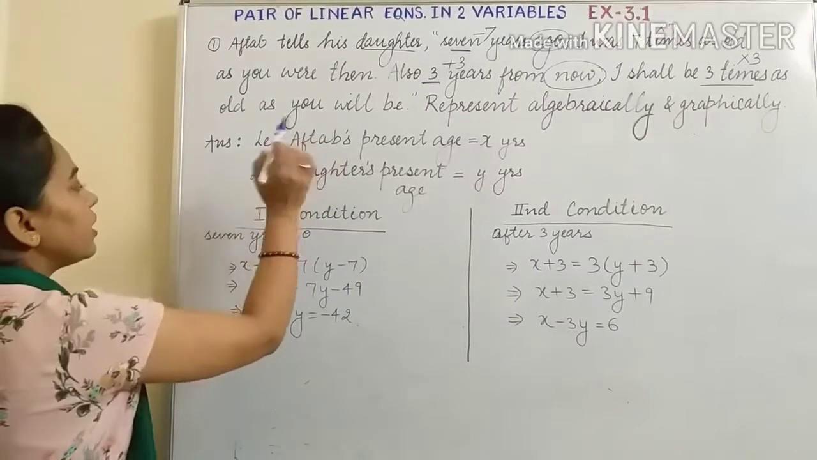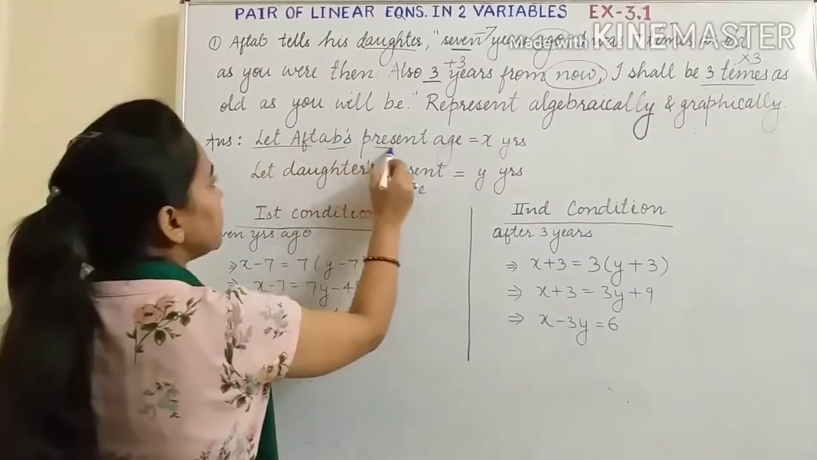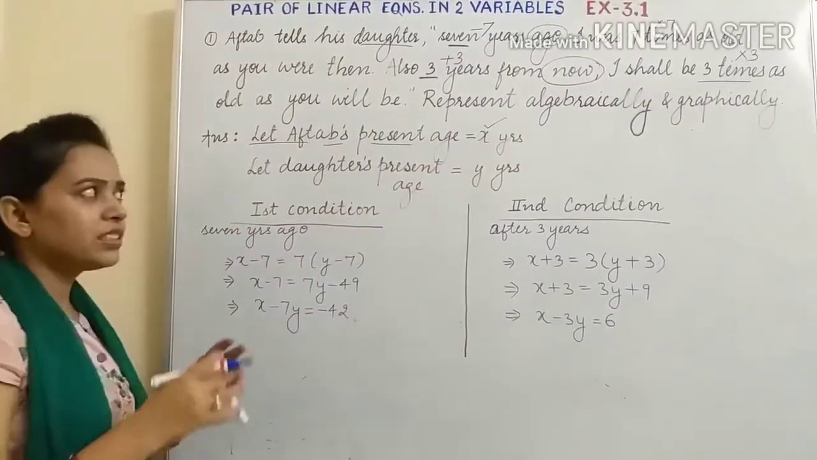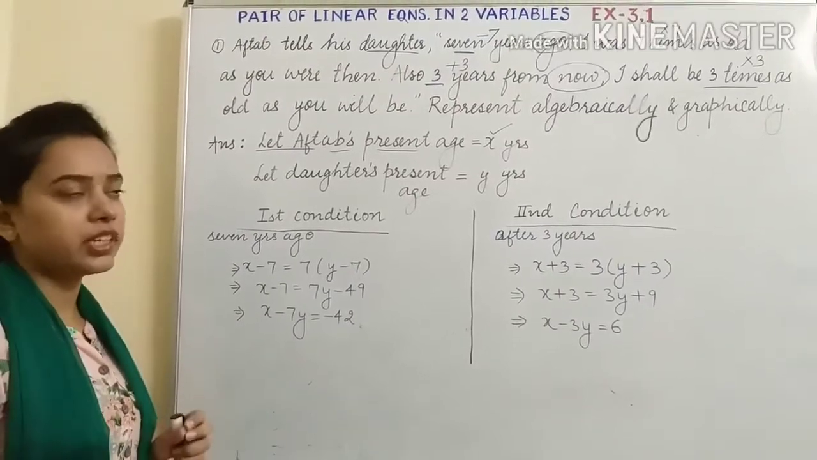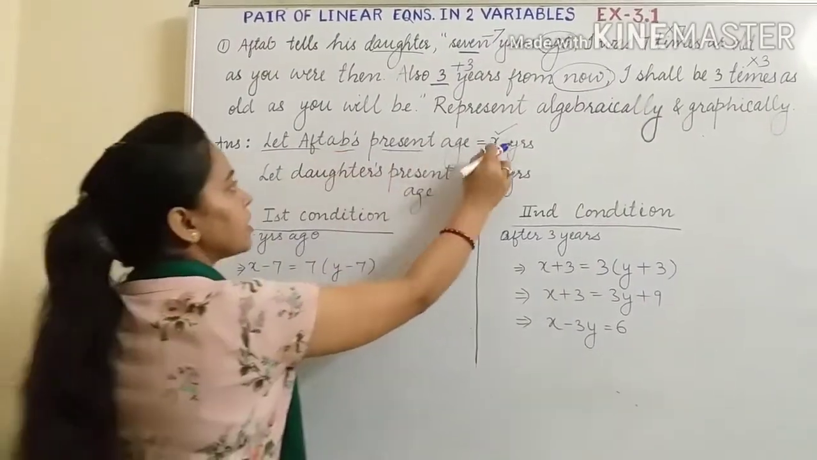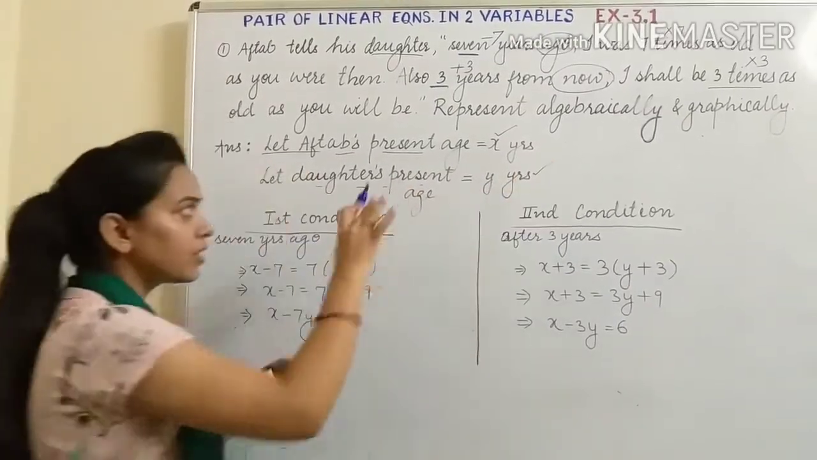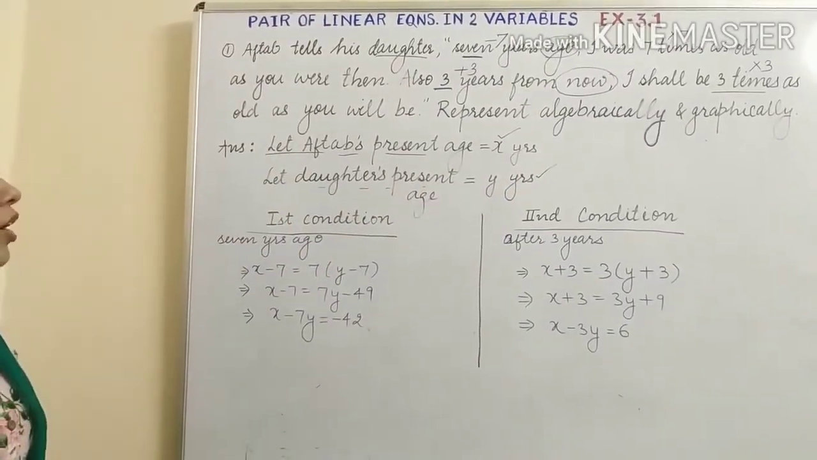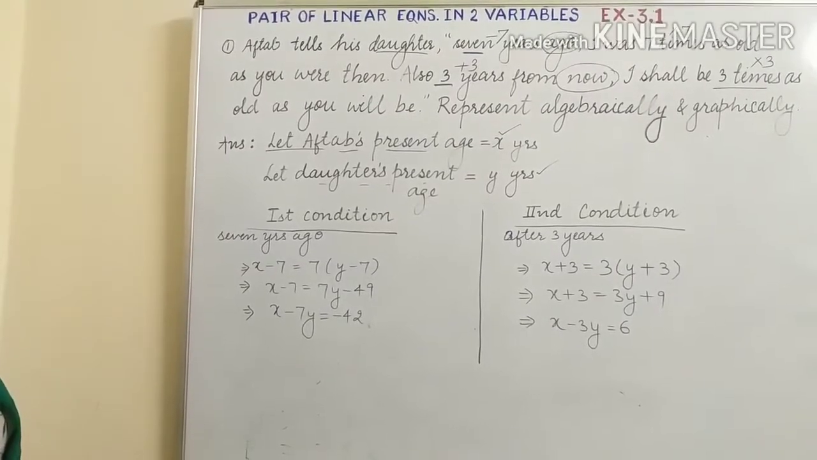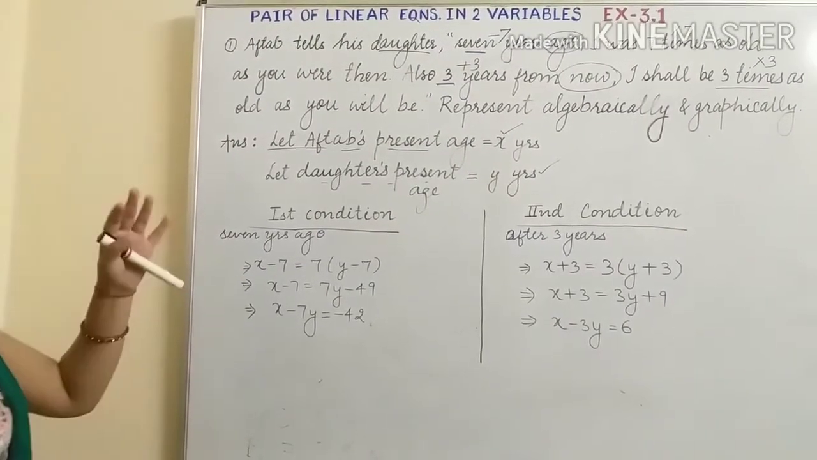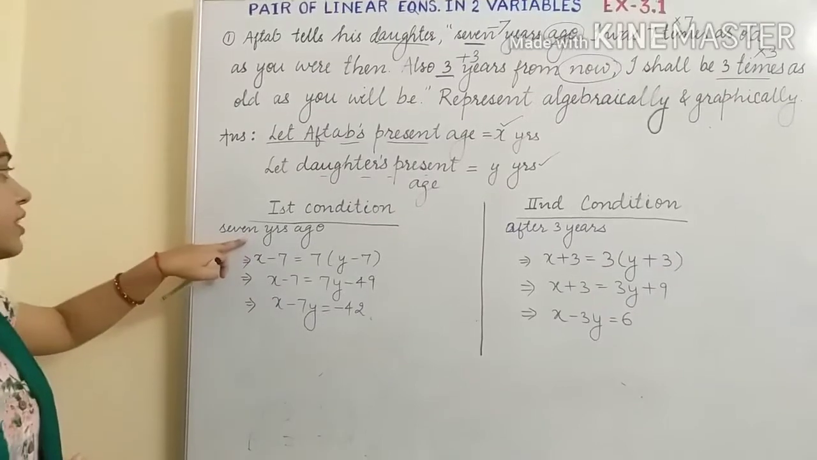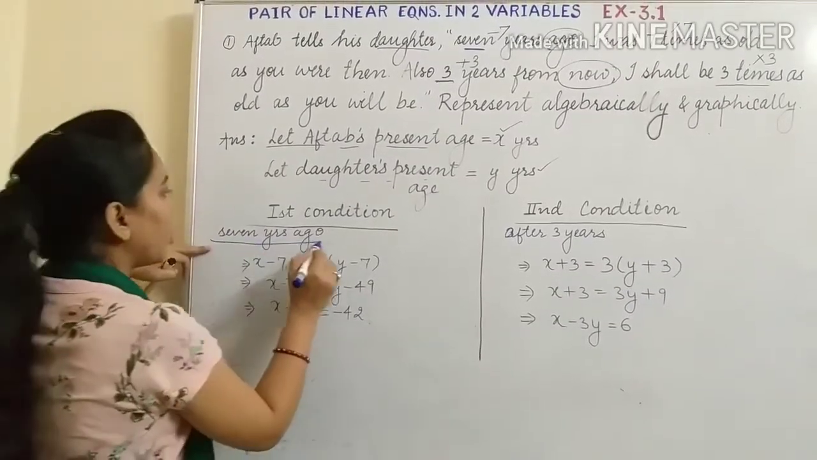For that we have taken Aftab's present age equal to x years. These are only simple assumptions which we are taking. The present age of Aftab is x years and his daughter's present age is y years. These are just present ages. Now according to the question, first he has talked about the time 7 years before, so the first condition is based on 7 years ago.